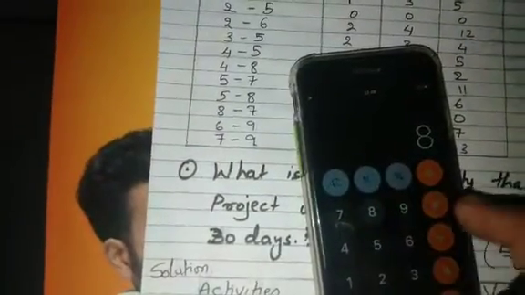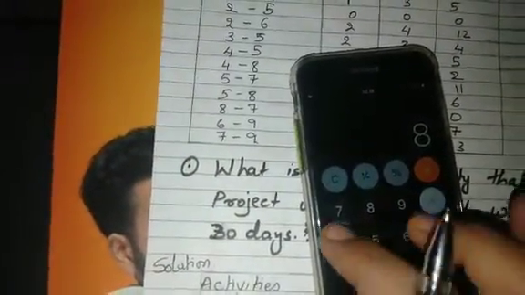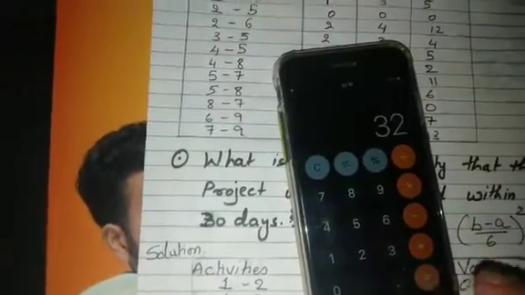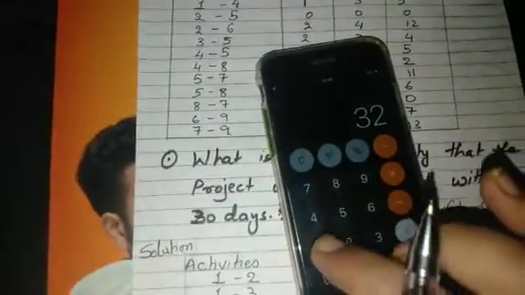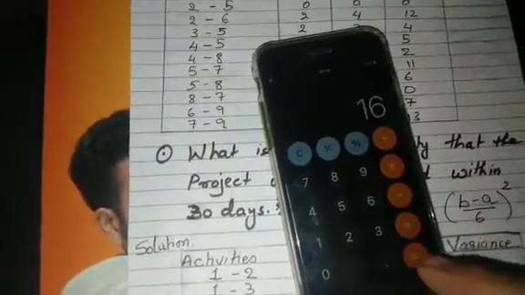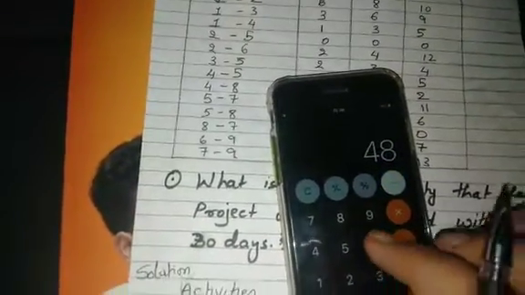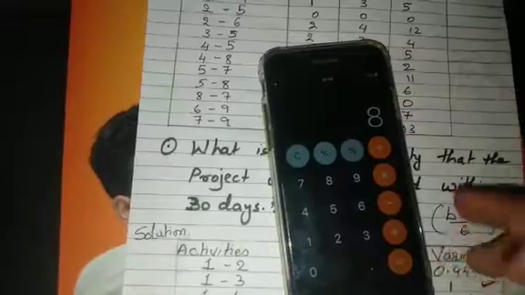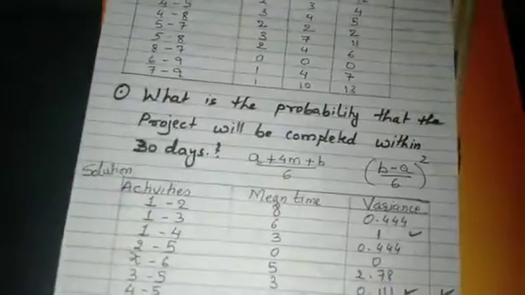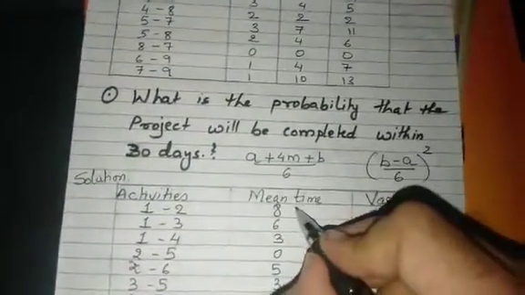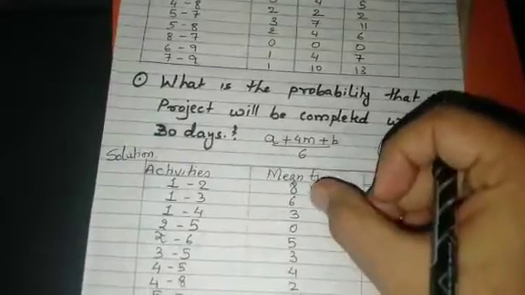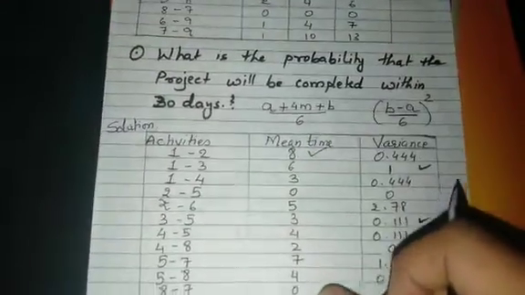So first of all, 8 into 4 plus 10 plus 6, I am directly adding, that is 16, and again 48 is divided by 6. So answer is 8. So as I have found out, similarly you can also tally with me all the answers.